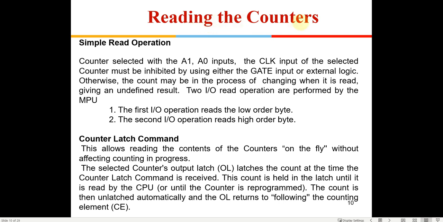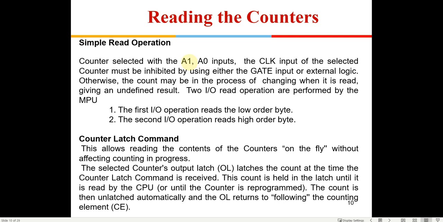Now reading the counters. You can always do a simple read operation. How do we do a simple read operation? By a command like IN, and then give the address of counter 1, so that whatever data is available in counter 1 can come into the AL register. So we have 2 pins, A0 and A1, to select one of the counters.